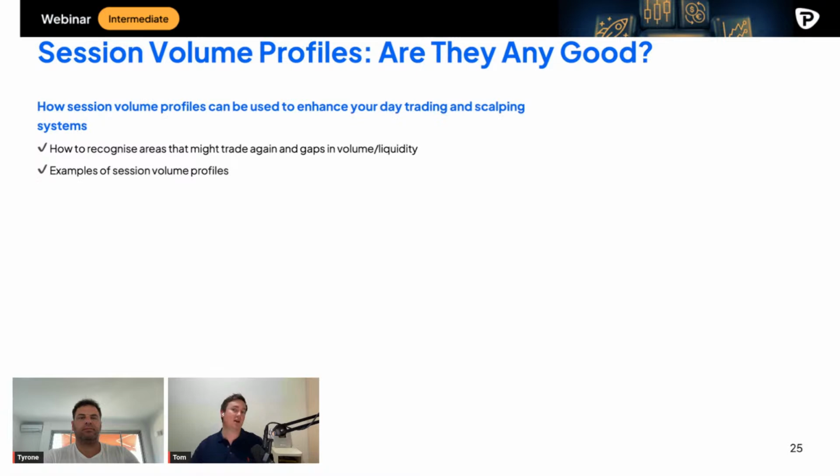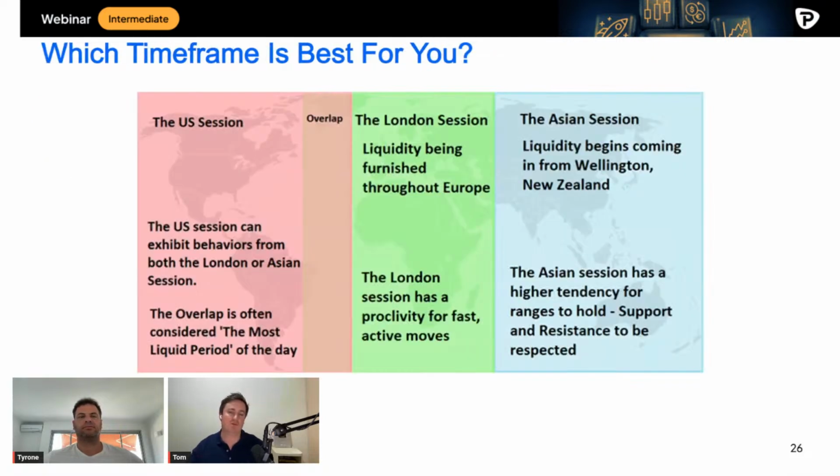Okay, so the last section we want to talk about here today, Ty, and in fact, a section that I think all of us like so much, is session volume profiles. The question is, are session volume profiles any good? Should we be using them? Do they help us as day traders and scalpers? And more importantly, what are we actually trying to recognize with these session volume profiles? Most of you probably don't even know what they are when you're first watching this video. And the reason is quite simply because fewer people use them, but they could be a good tool for you.